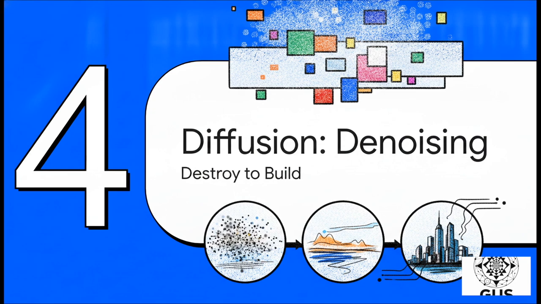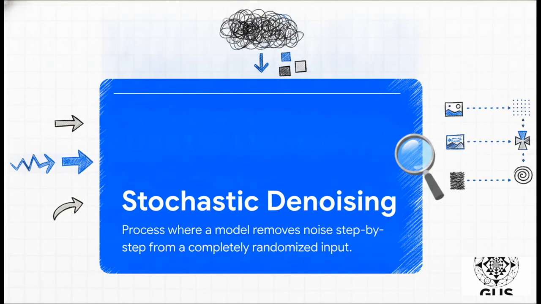Section 4, Diffusion. Iterative denoising. Destroying data to learn how to build it. Let's explore our third and currently most dominant path, diffusion models. Rather than generating an image in one single shot like a GAN or a VAE, diffusion models use something called iterative stochastic denoising. This is a multi-step sequential process where a model learns to slowly sculpt reality out of pure static. It's a completely different paradigm from the other two.